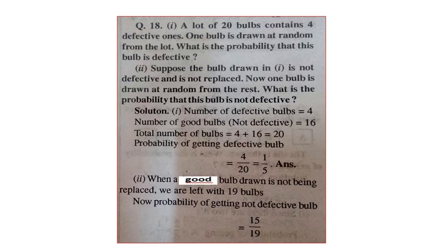Number of defective bulbs is equal to 4. Number of good bulbs is equal to 16. Total number of bulbs is equal to 4 plus 16 is equal to 20. Probability of getting a defective bulb is equal to 4 by 20, that is equal to 1 by 5. Question number 2. When a good bulb is drawn and is not replaced, we are left with 19 bulbs. Now the probability of getting a good bulb is equal to 15 by 19.